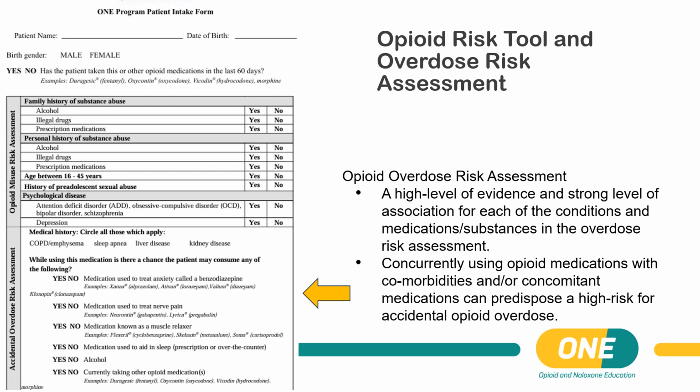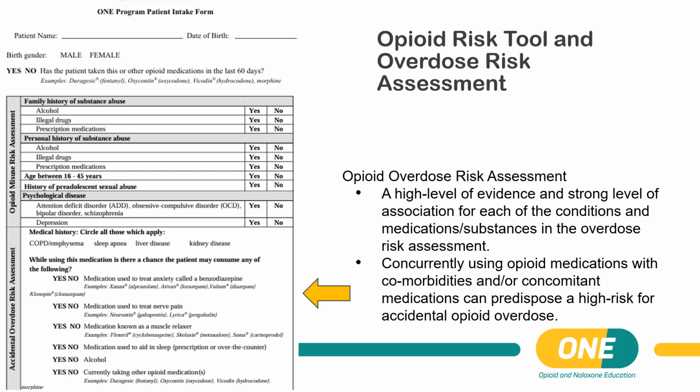The second portion of the One Screening Tool, or the lower portion of the screening tool, is for accidental opioid overdose assessment. We have conducted numerous literature reviews to establish what conditions and or concurrent medications can lead to accidental opioid overdose. All items on the overdose risk assessment section have indicated a high level of evidence and strong level of association for opioid-induced respiratory depression, and thereby predisposes or categorizes individuals as high risk for overdose events.